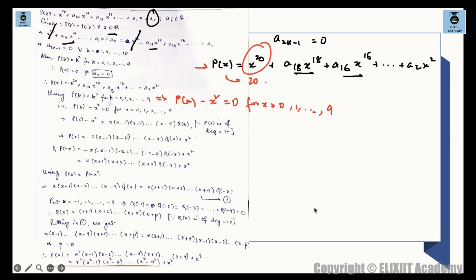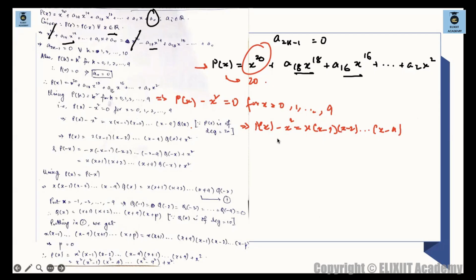Degree of P(x) is 20. So P(x) minus x square is 0 for x = 0, 1, 2, 3 and so on till 9. So what is the meaning of this? Can we write P(x) minus x square as x into (x minus 1) multiplied by (x minus 2) and so on till (x minus 9)? Yes or no? Can we say this?